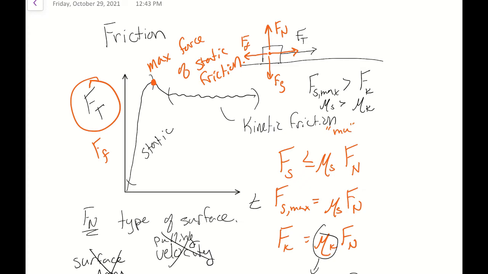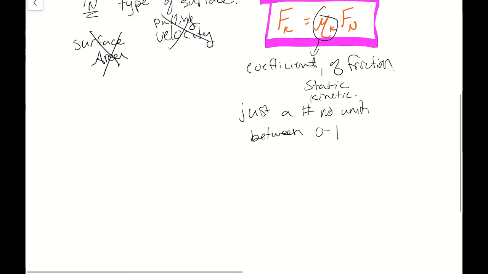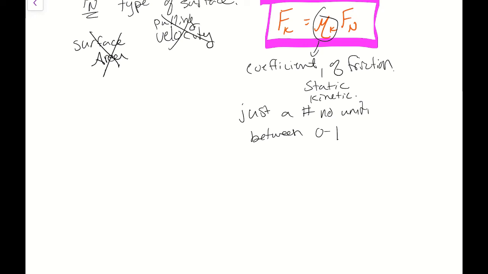How would we find that coefficient? Well, we can just go back to these equations down at the bottom here. If we divide both sides of this equation by the normal force, we end up with the force of kinetic friction over the normal force being the coefficient of kinetic friction. Same deal with static friction, except it's not just any static friction, it's the maximum force of static friction.